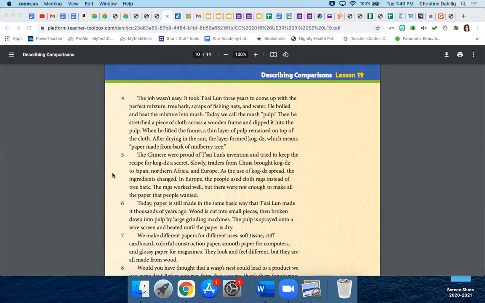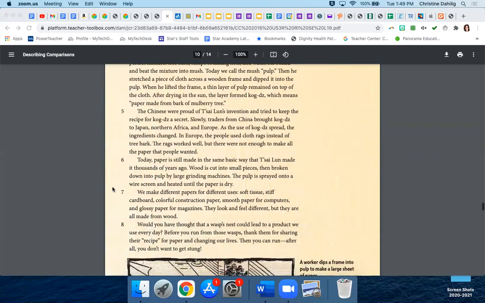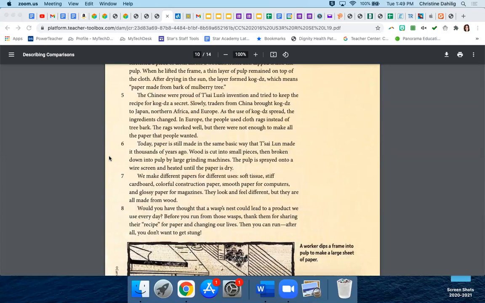As the use of kogsa spread, the ingredients changed. In Europe, the people used cloth rags instead of tree bark. The rags worked well, but there were not enough to make all the paper that people wanted. Today, paper is still made in the same basic way that Sai Lun made it thousands of years ago. Wood is cut into small pieces, then broken down into pulp by large grinding machines. The pulp is sprayed onto a wire screen and heated until the paper is dry.